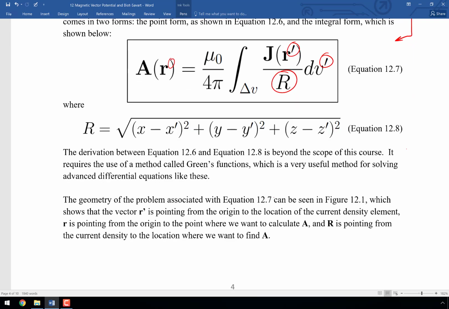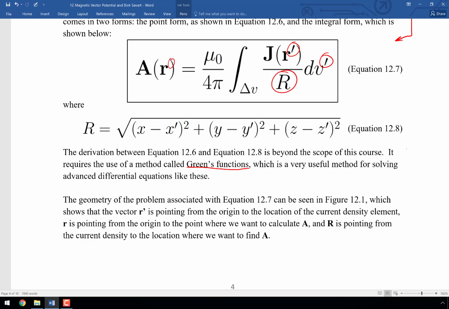Oh, I should mention that equation 12.7 is derived using a method called Green's functions. Now, you may have encountered Green's functions, but you probably haven't. If you go to graduate school, and if you take a course that involves heavy-duty differential equations, you will probably encounter Green's functions.